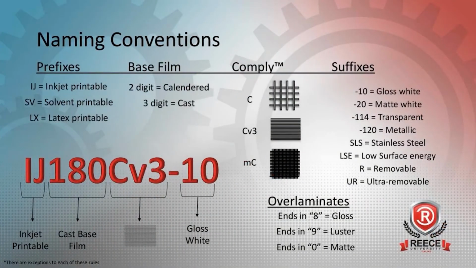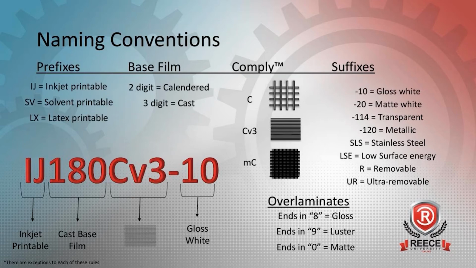All right, let's talk about our naming conventions. We have prefixes. So a lot of times you'll see IJ, that stands for inkjet printable. If you see SV, that is specific to solvent printers. And then LX would be specific to latex printers. So you need to make sure you specify the right version for what type of printer you have.